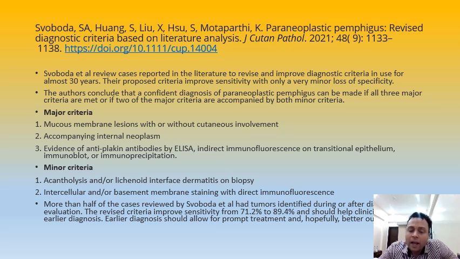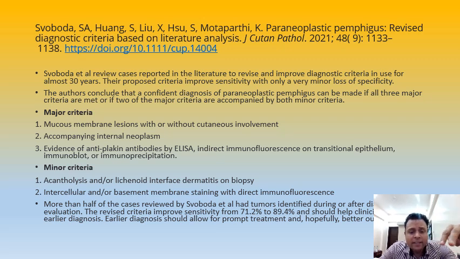Second is accompanying internal neoplasm, which was there in Camisa also, on the previous slide. Then evidence of antiplakin antibody by ELISA, indirect immunofluorescence on transitional epithelium, immunoblot, and immunoprecipitation. He put all of that into the major criteria; indirect immunofluorescence also went into the major criteria. For minor criteria, acantholysis, as it was in Camisa, with lichenoid interface dermatitis, and intercellular or basement membrane staining. The dual immunofluorescence is still there, acantholysis is still there. So he has put only these criteria.